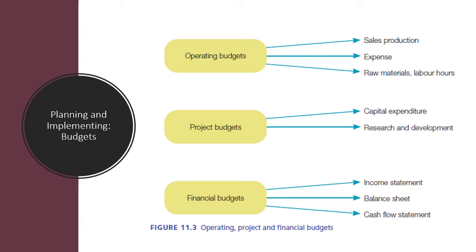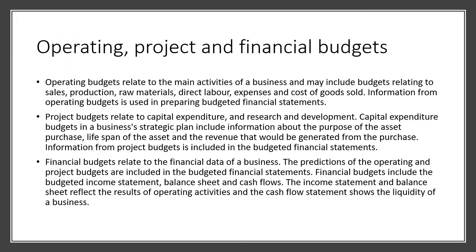Now, in an exam, you won't necessarily be asked about these three different budgets that you have there, but it's good just to know what each one is. Now, just further to the diagram on the previous slide, operating budgets relate to the main activities of a business and may include budgets relating to the sales, production, raw material, direct labour, expenses and cost of goods sold.